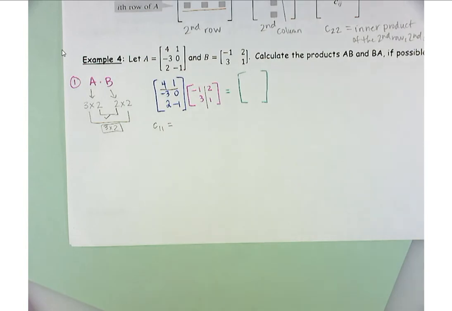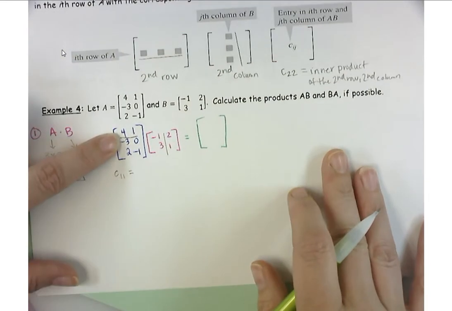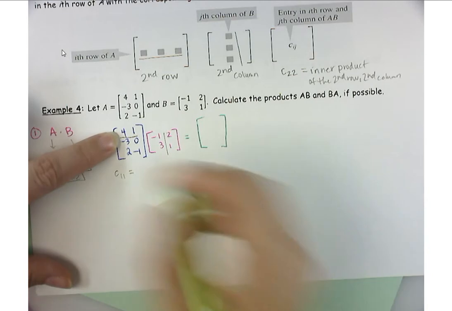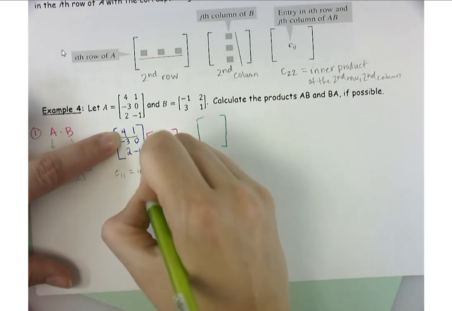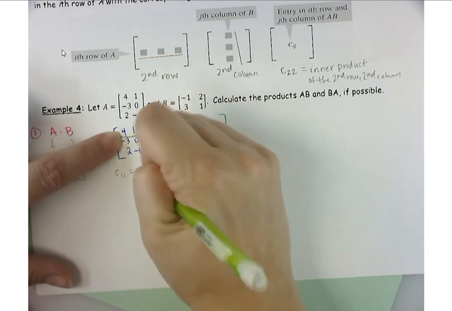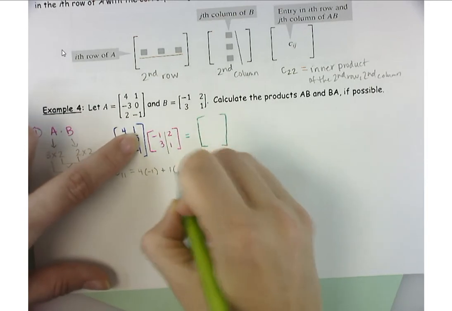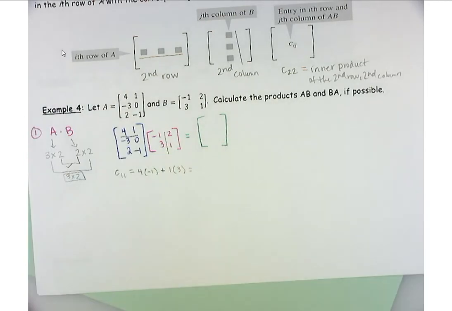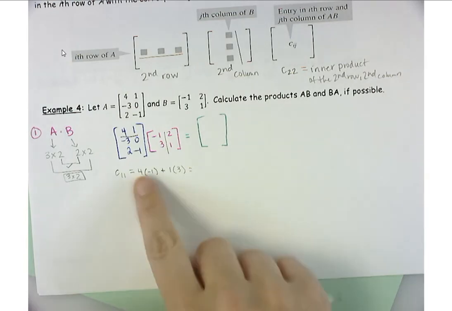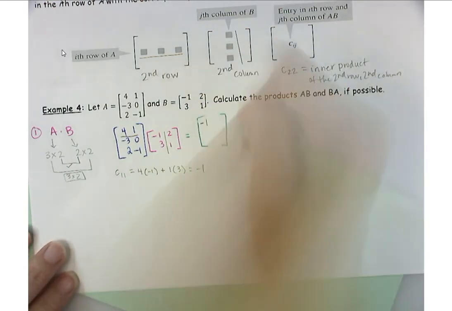And then what I usually do is I keep my hand here just to keep me focused on what I'm multiplying. So I'm going to take 4, which is the first element in the row, times -1, which is the first element in the column, and then I'm going to add that to 1 times 3. Okay, so I have -4 plus 3, which is going to be -1. So that's going to go in the first row, the first column.